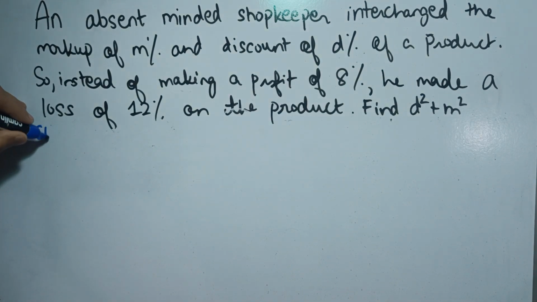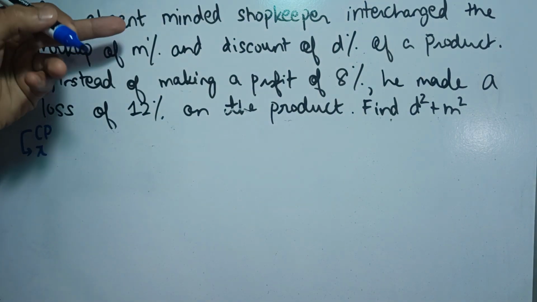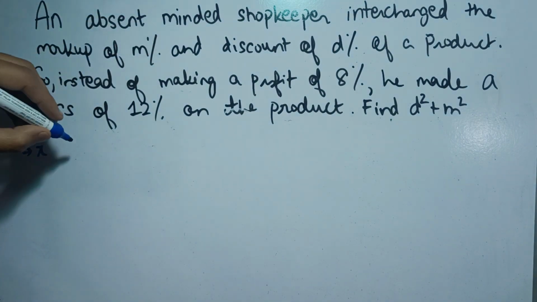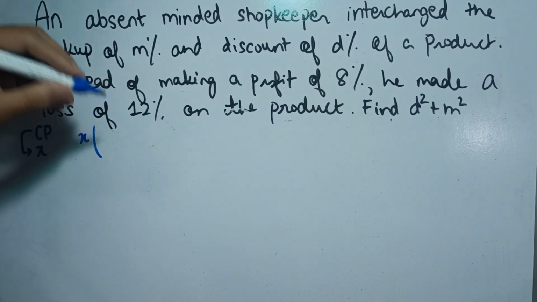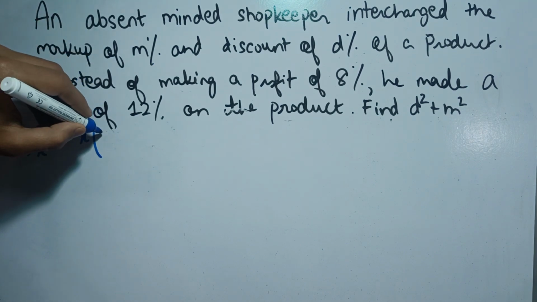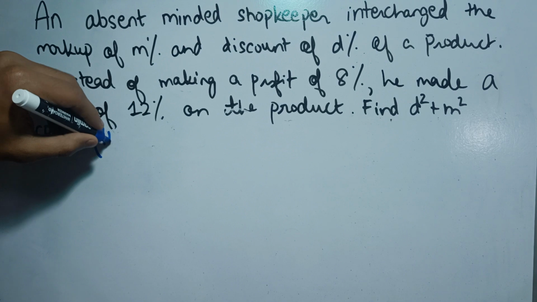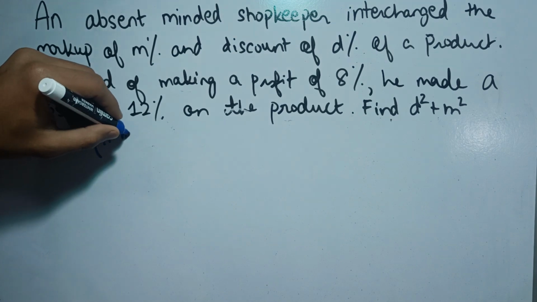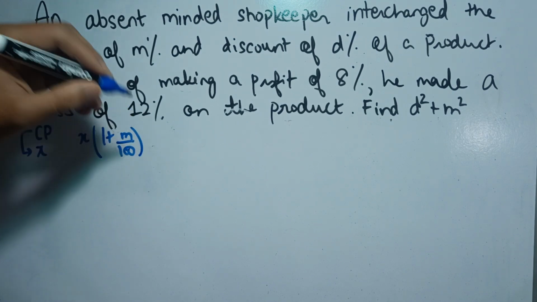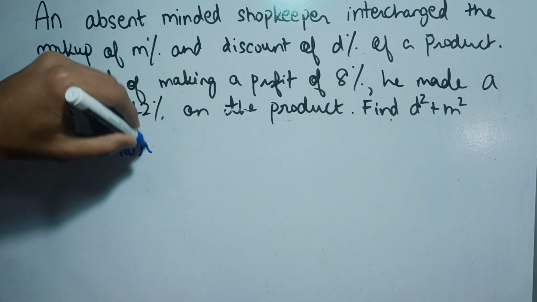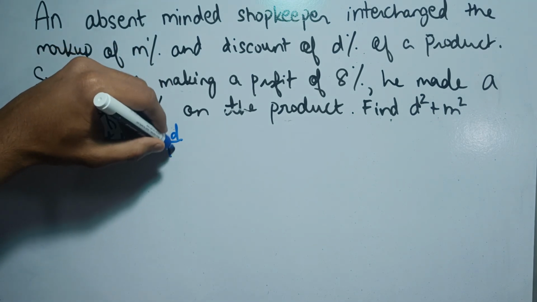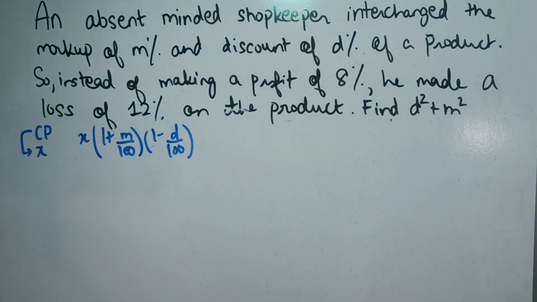Let the cost price of the product be X. So he had to mark it up by M%. That means X times 1 plus M%, that is 1 plus M upon 100. Then he gave a discount of D%, that means 1 minus D upon 100. And so he made a profit of 8%.